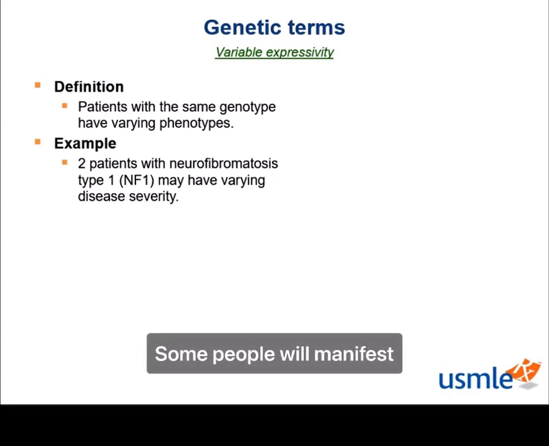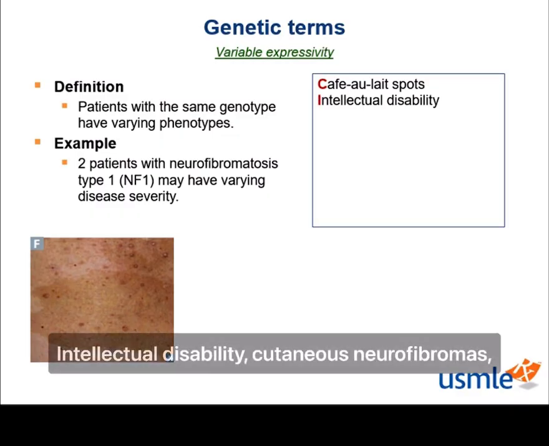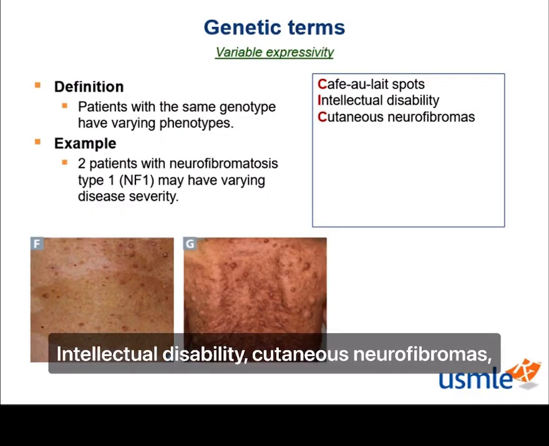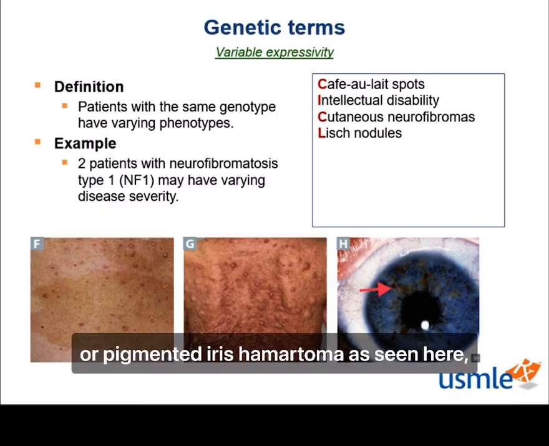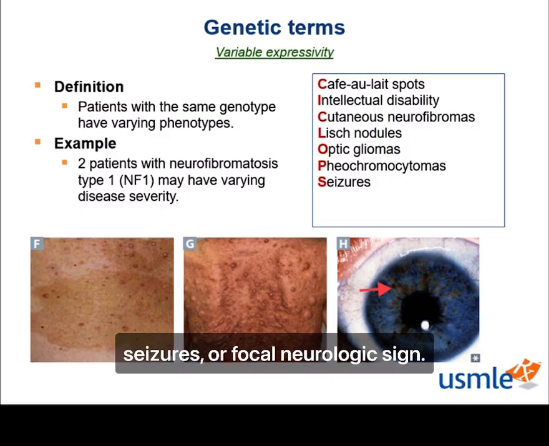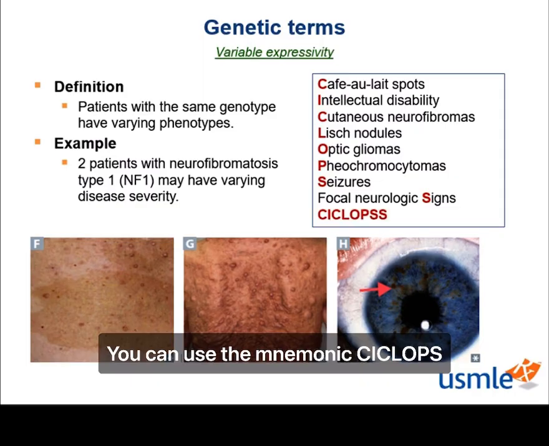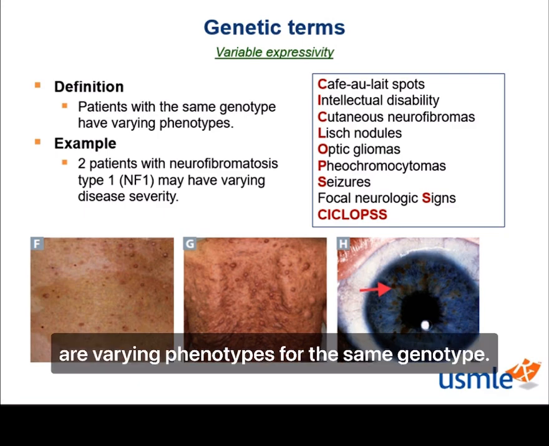Some people will manifest with cafe au lait spots, like in this image. Intellectual disability, cutaneous neurofibromas, like in this image. Lisch nodules or pigmented iris hamartomas, as seen here. Optic gliomas, pheochromocytomas, seizures, or focal neurologic signs. You can use the mnemonic CLOSE to help you remember all those. But these different presentations are varying phenotypes for the same genotype.